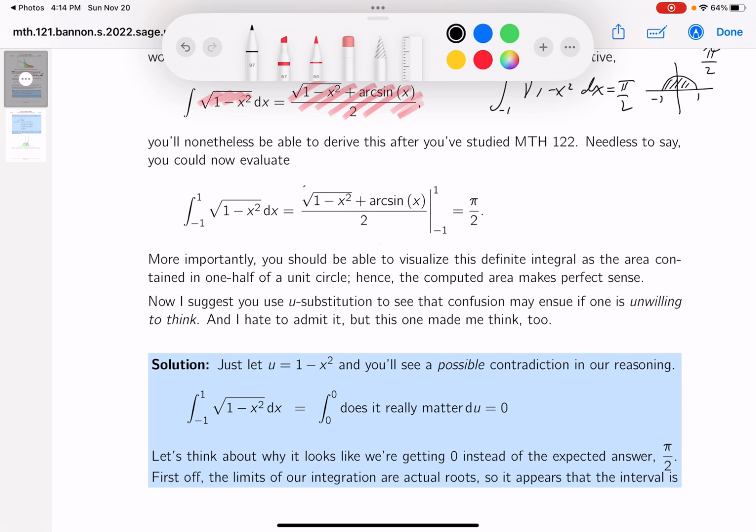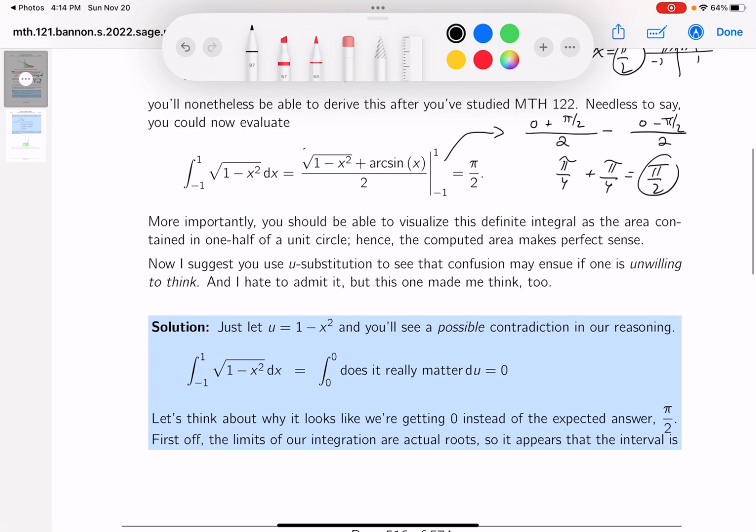I'll write this one down and do the evaluation. The upper limit is 1. Plugging that in, you get 0 plus the arc sine of 1, which is pi over 2, over 2. Minus, the lower limit is -1. The root still evaluates to 0, and the arc sine of -1 is minus pi over 2. So I'd get pi over 4 minus a minus pi over 4, which is plus pi over 4, which of course is pi over 2. As expected, by the way.